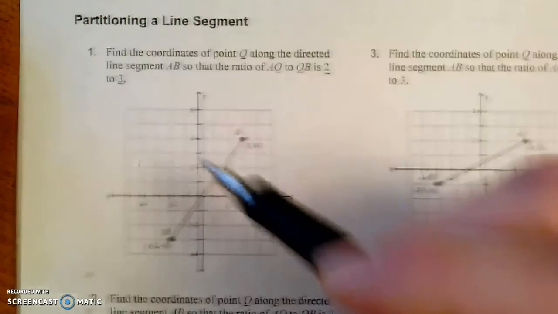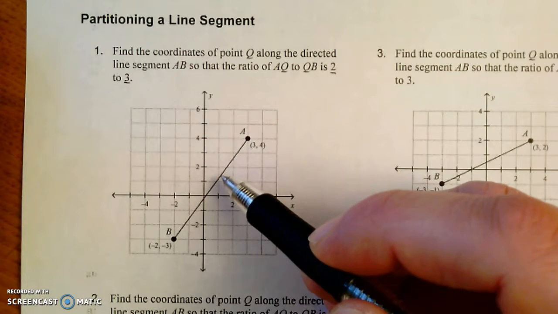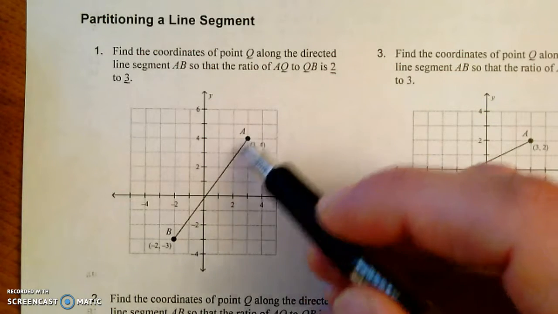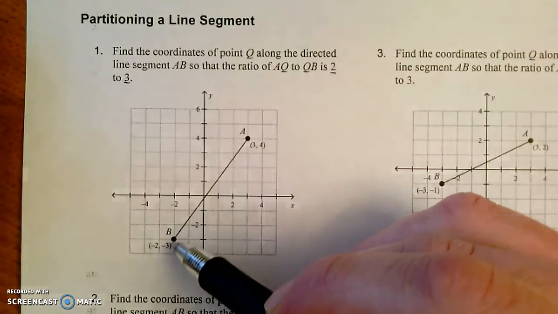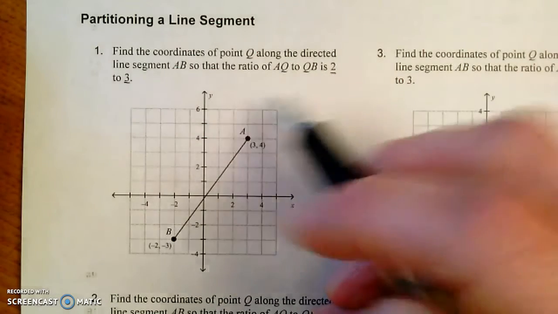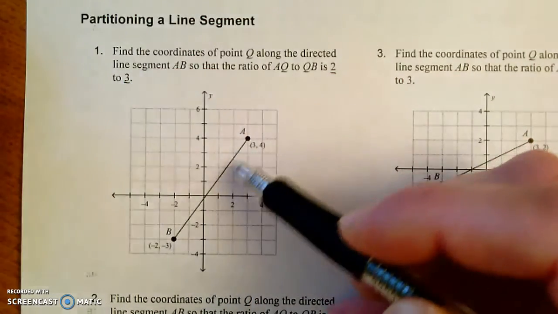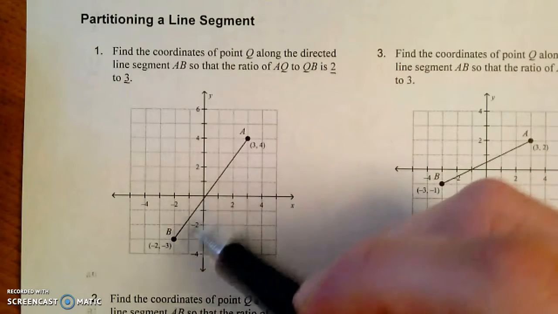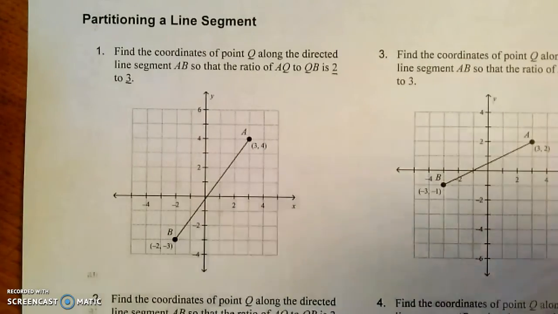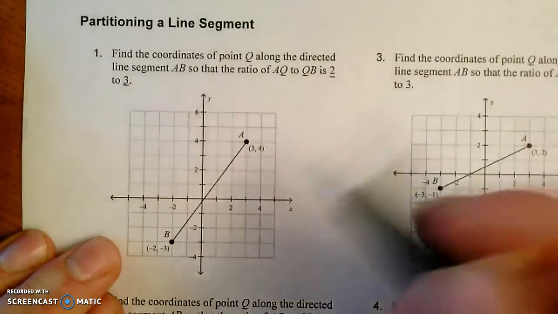And we're going to do that by placing some point Q here, so that the distance from A to Q, the ratio of that distance to the distance from Q to B, is 2 to 3. So AQ will be 2 parts to QB's 3 parts. So QB is going to be a little bit longer. So altogether, here's the first thing we're going to look at.